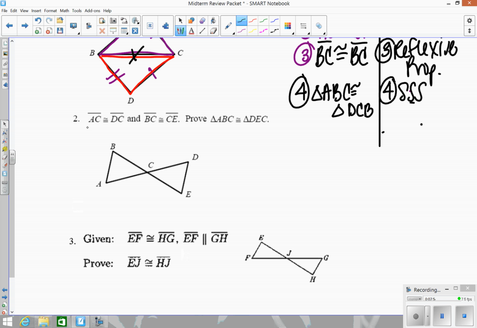So I have AC is congruent to DC, and BC is congruent to CE. And I want to, again, prove these two triangles are congruent. So I want to prove this triangle is congruent to this triangle. So to do this, again, set up your two columns.